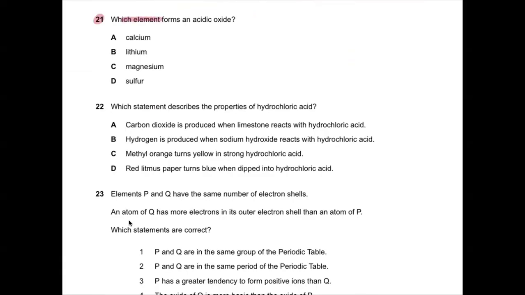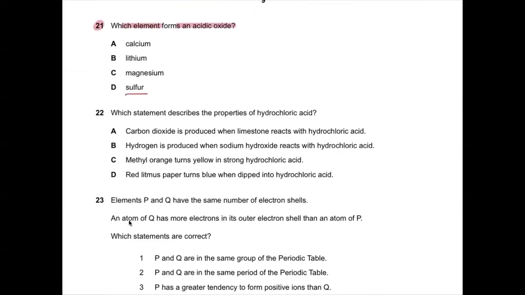So after we are done with 20 MCQs, now MCQ number 21. Which element forms an acidic oxide? Non-metals form acidic oxides, and over here there is one non-metal. A, B, and C are all metals, so their oxides are not acidic. So only sulfur forms an acidic oxide.